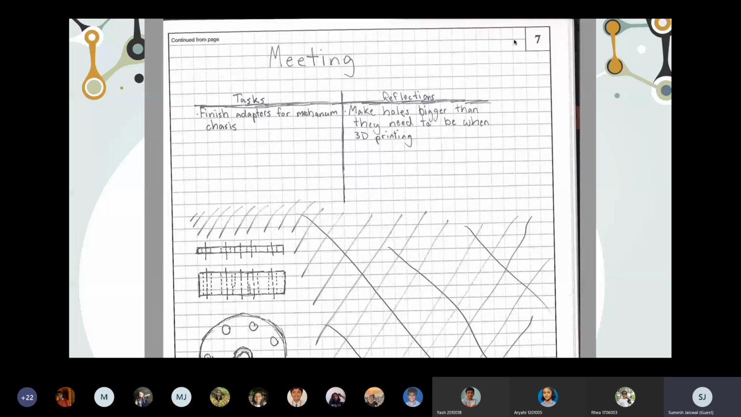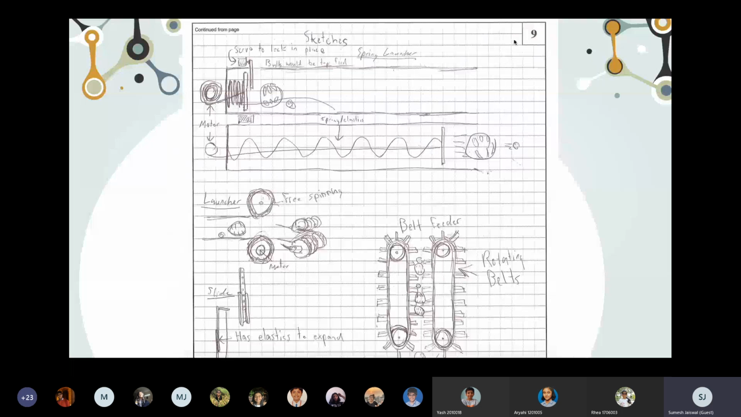This is an example of a page from that same notebook where they've captured their meeting discussion. So for example, in this case, they were talking about the design, and what is it that they concluded in the meeting, that they need to make holes that are bigger and so on. So notes like this.